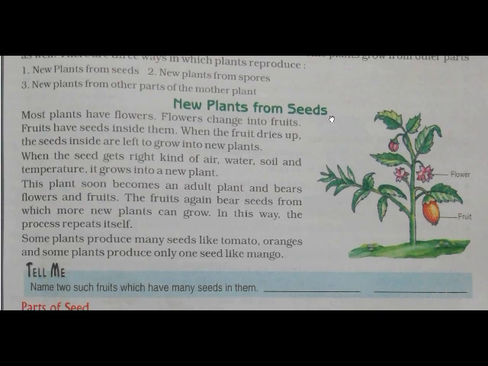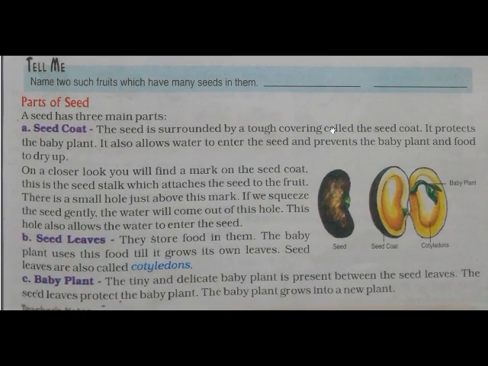So this is the process when you sow a seed and then gradually it becomes a plant, and then it bears fruit and flower, and then it gives new seeds. From there you can grow new plants. Like this, the life cycle of a plant repeats itself. Some plants produce many seeds like tomatoes, oranges, and some plants produce only one seed like mango. If you see the fruits of tomato and orange, you will see that several seeds are inside. But if you see a mango, then you can see that only one seed is there. Now, parts of seed.